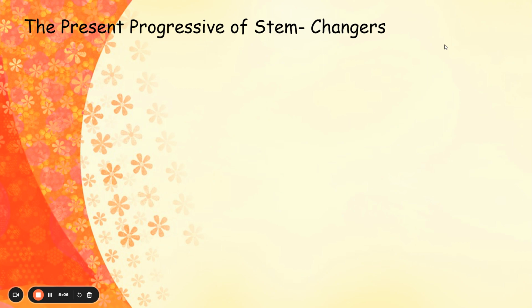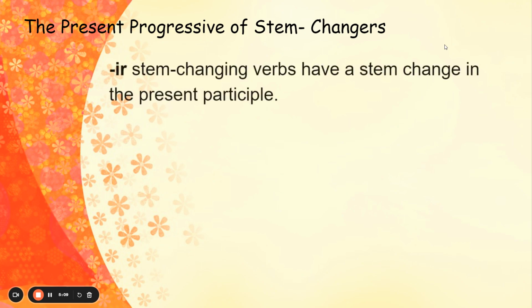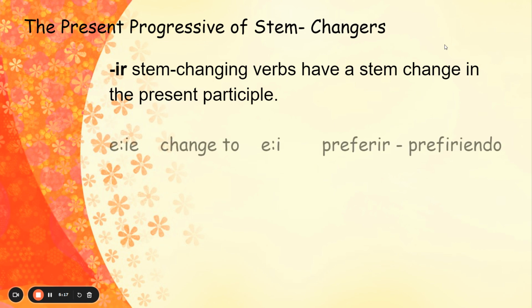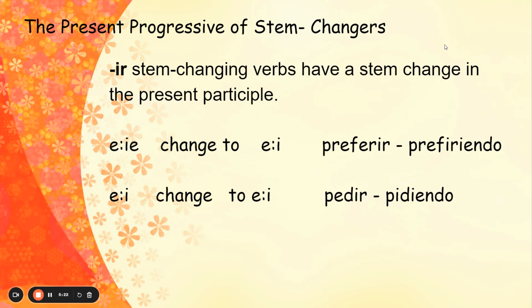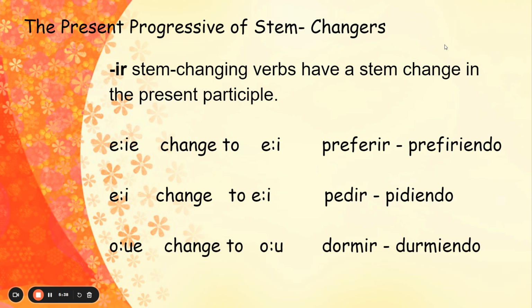The present progressive of stem changers. Okay, IR is the only one that stem changes, and they'll both have the same stem change. So the E to IE will be E to I, and the E to I will still be E to I. So you don't have to decide whether they're IE or they're I. They're both going to stem change to I. But again, that is only for IR stem changing verbs. O to UE is going to be O to U. Okay, O to U.